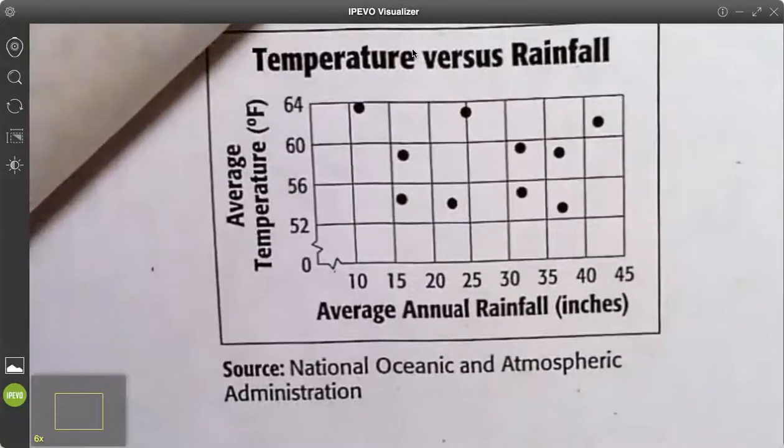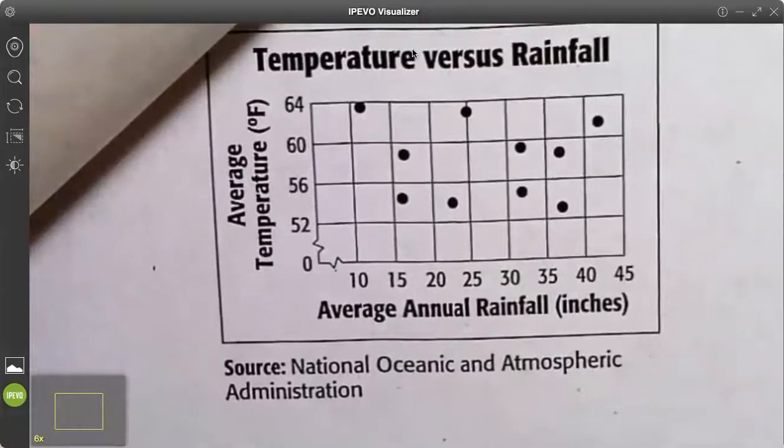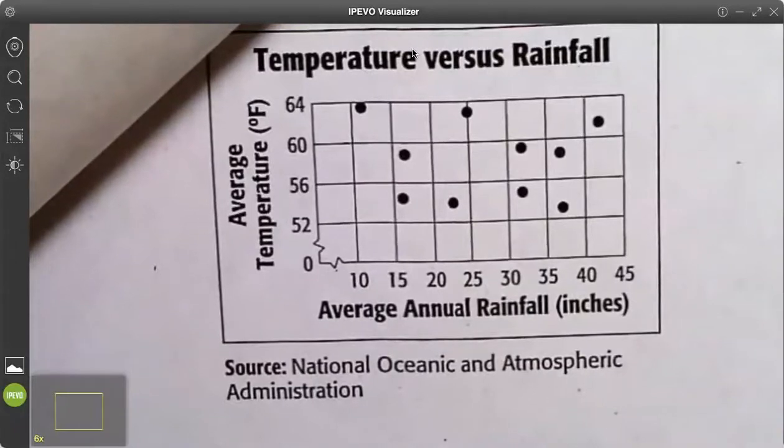Last one of these. Think about this one. This one has no correlation. The average annual rainfall and the average temperature are not correlated. It may rain just as much in a hot place as it does in a cold place, according to this. No correlation.